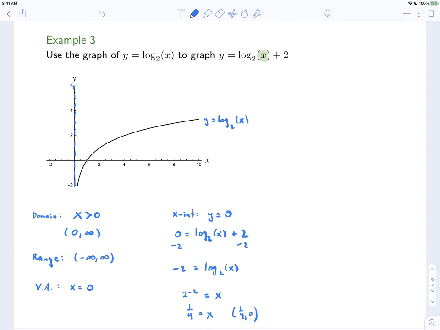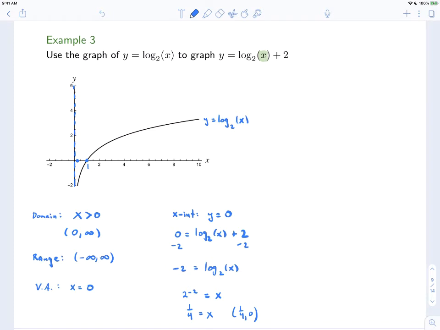So this point right here is 1. So 1/4 is right about there. It's quite close to the x-axis. It's even a little bit closer. That's right about there. So that's our x-intercept.